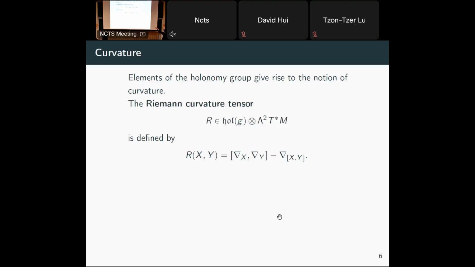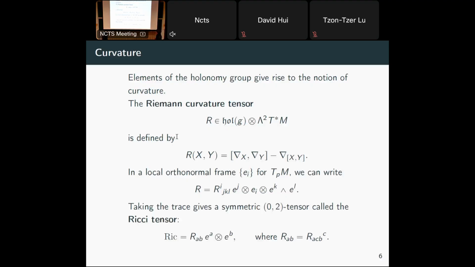And this is the expression everybody has kind of seen in Riemannian geometry. And in a local orthonormal frame of your tangent space, it should look like this. Now, if you take the trace, then you get something called the Ricci tensor or Ricci curvature. So again, it looks like this. You take the trace further and then you get the scalar curvature.